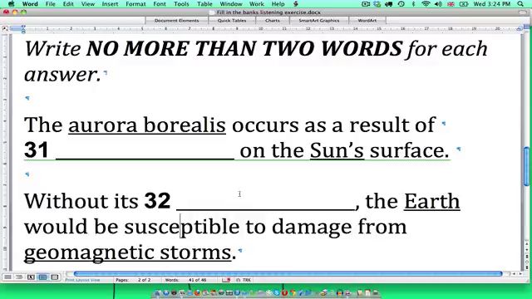Are both likely going to be nouns, or perhaps a gerund? Okay, let's listen to the recording once and try to come up with the correct answers for both questions.